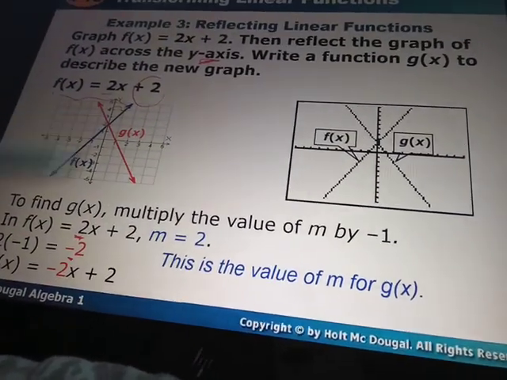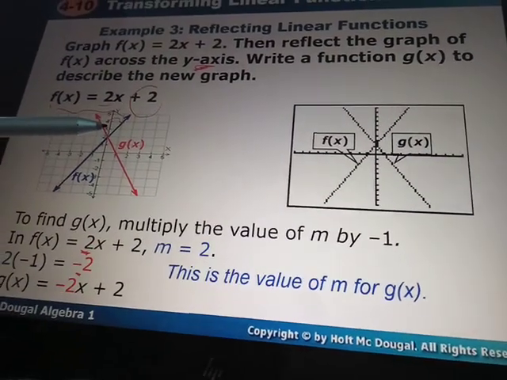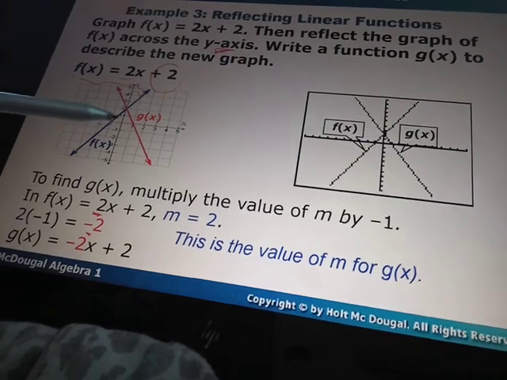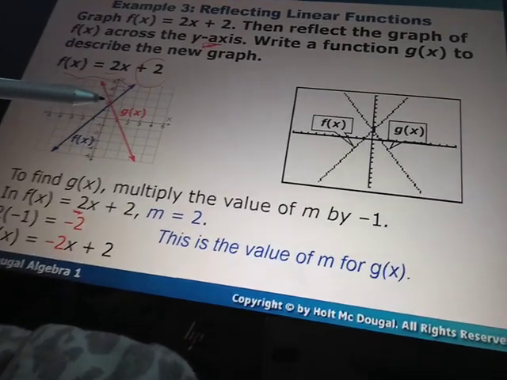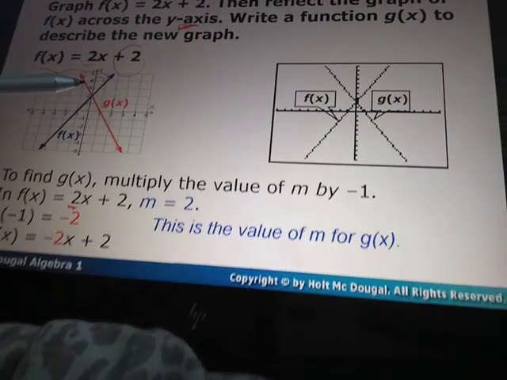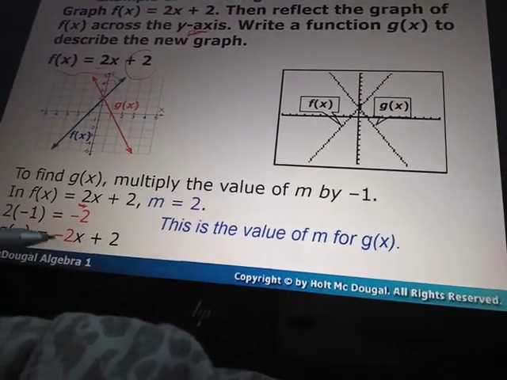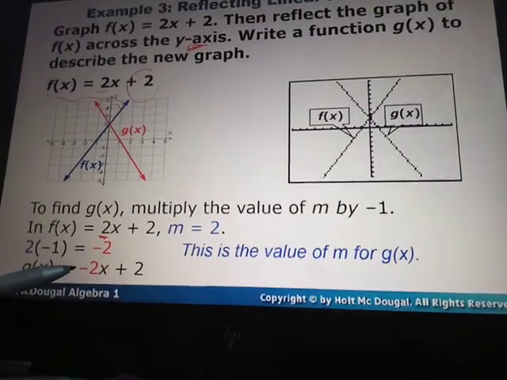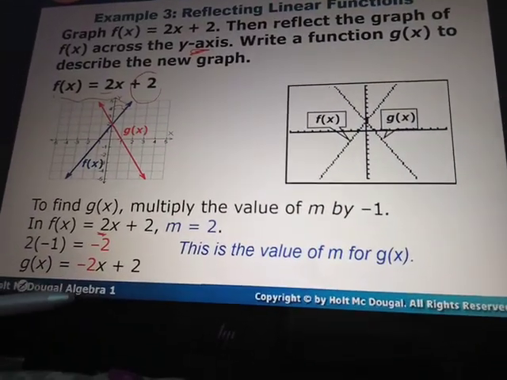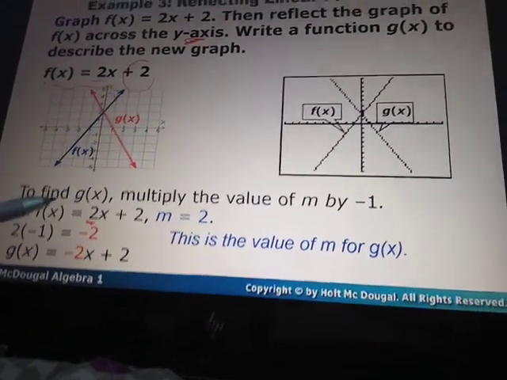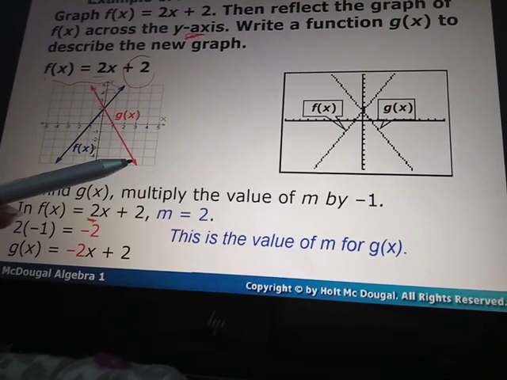I will go 2 units down and 1 unit to the right, okay, or 2 units up and 1 unit to the left. As I said, the negative, you can put it in the numerator or in the denominator. So you can go 2 units down and 1 unit to the right, or 2 units up and 1 unit to the left to graph the line.